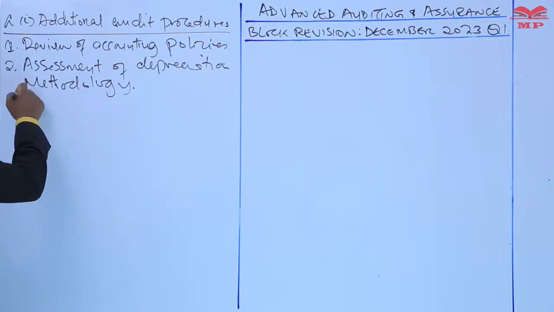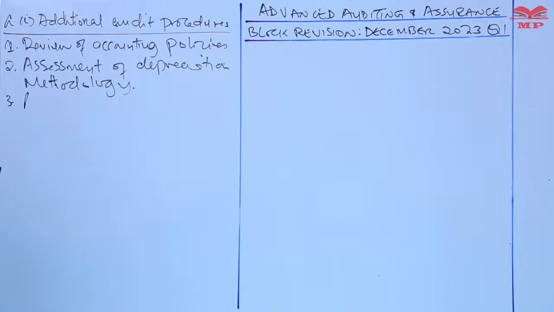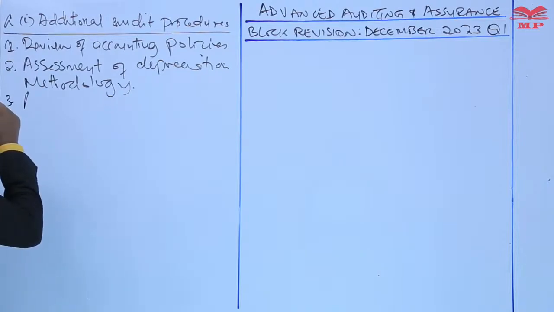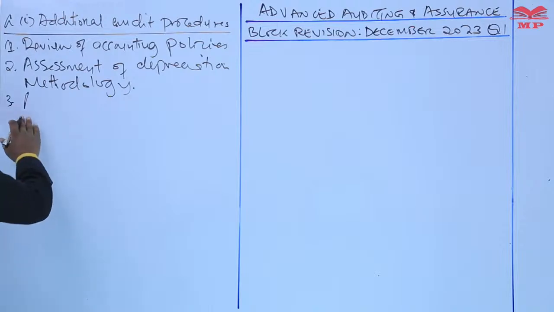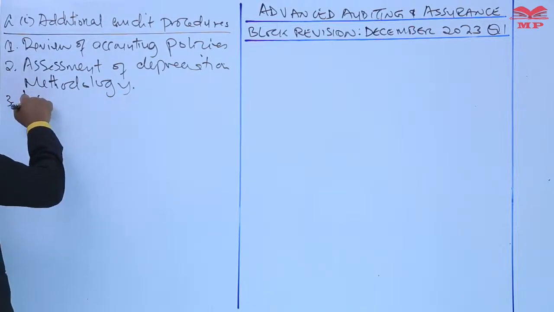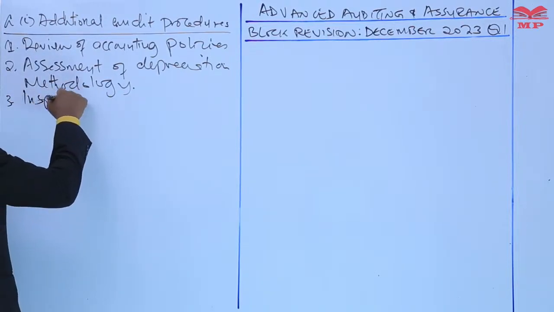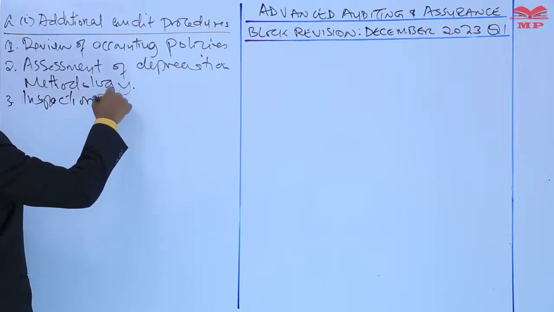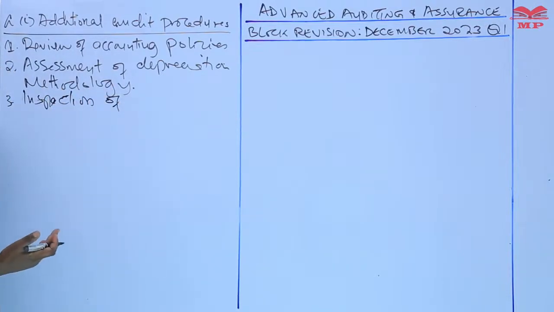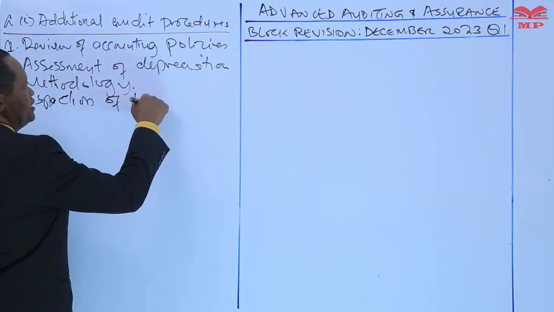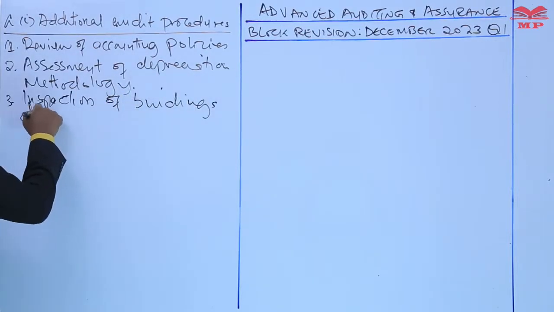Three, another audit procedure is in relation to documentation. Inspection. The auditor should inspect the documentation related to buildings, of building documentation.